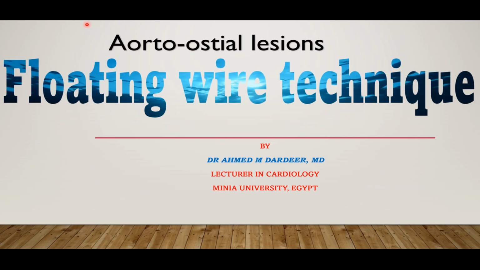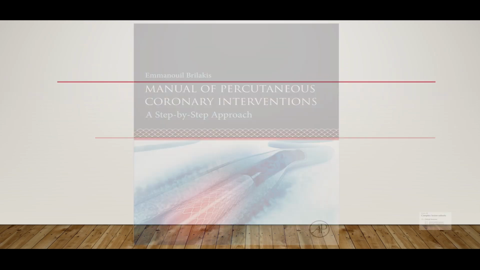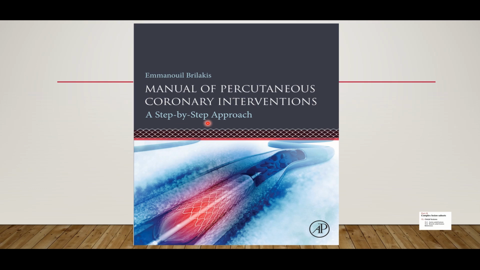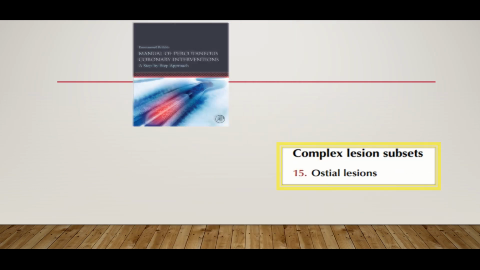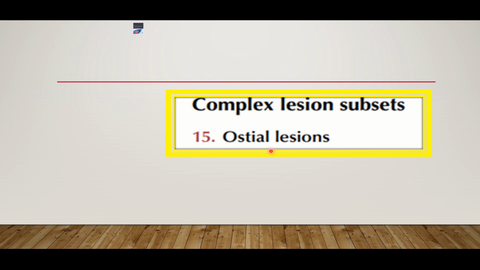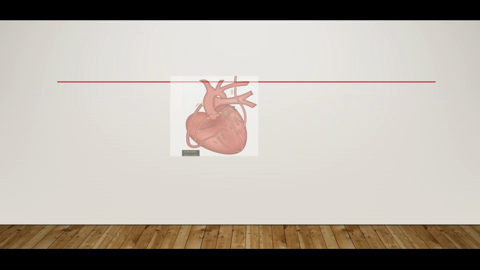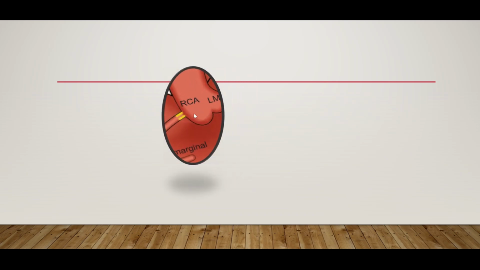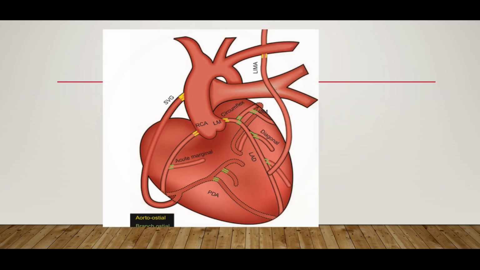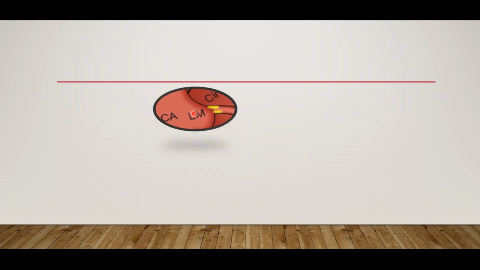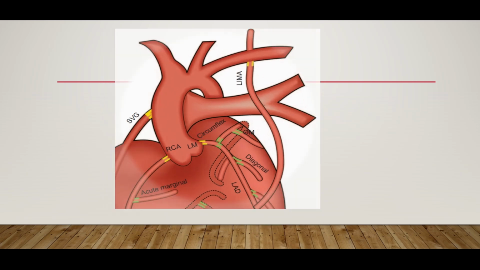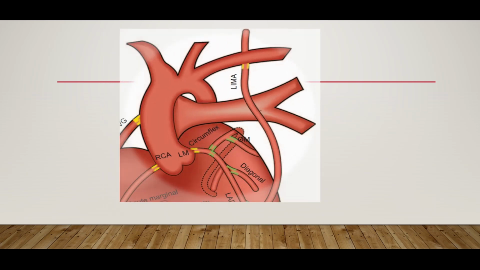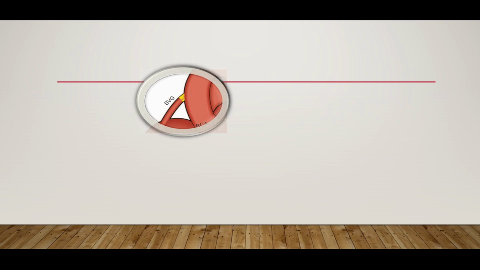Good morning, everybody. We will talk today about aorto-ostial lesions with focus on floating wire technique. Let's ask ourselves why Emmanuel Brilakis considers ostial lesions a complex lesion. First of all, what are the ostial lesions? It is ostial RCA or ostial left main or ostial LIMA or ostial saphenous venous graft.